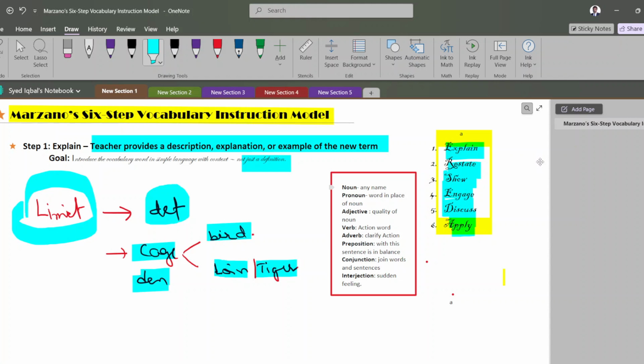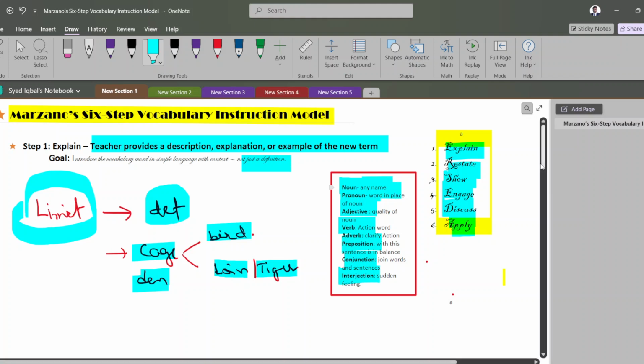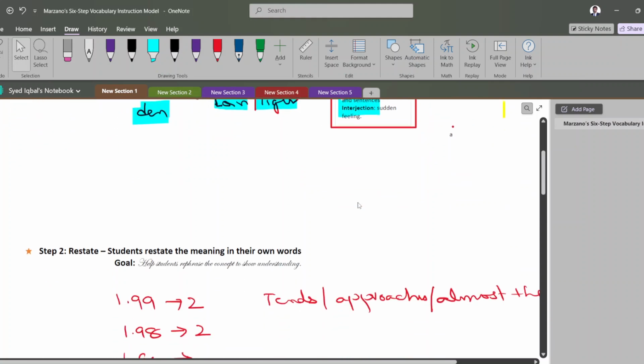When I went for observation, I saw one of the English teachers explaining noun, pronoun, verb, all this. She was explaining: noun means any name, pronoun means a word in place of a noun, adjective means quality. It was so simple that all the students were getting it and they were giving examples.